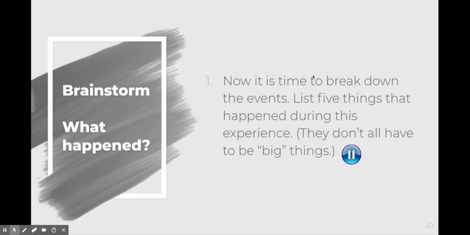So the next one, what happened? And this is the one that we want to be the most detailed on. Now it's time to break down the events. List 5 things that happened during this experience. They don't all have to be big things, but this is where we're starting to flesh out our personal narrative. And this is where we confirm to ourselves that we remember enough things that happened that we can actually write multiple pages about this event.